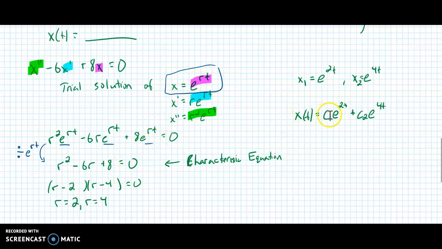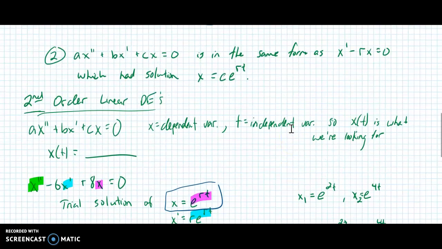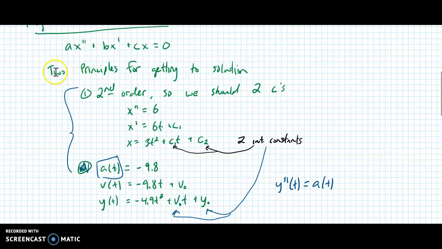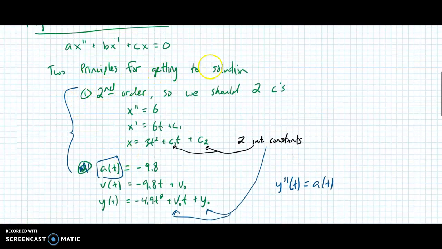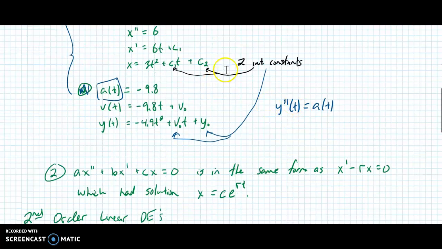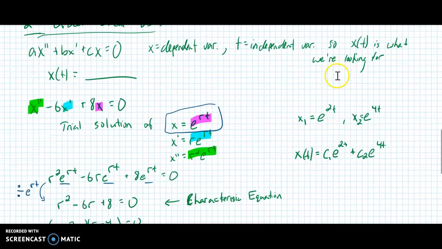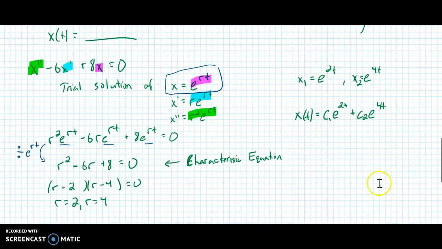And I have two different solutions, e to the 2t and e to the 4t. So c1 e to the 2t and c2 e to the 4t. Why does this also make sense with what we did before? Well, we said there's two principles. One, this seems like it makes sense, is what we were doing down here. And then two, I need to have two c's because I'm essentially, by solving this thing, backing my way into finding an integral solution to this where I've integrated twice. And I should have those two integration constants. So come down here. This fits those ideas.